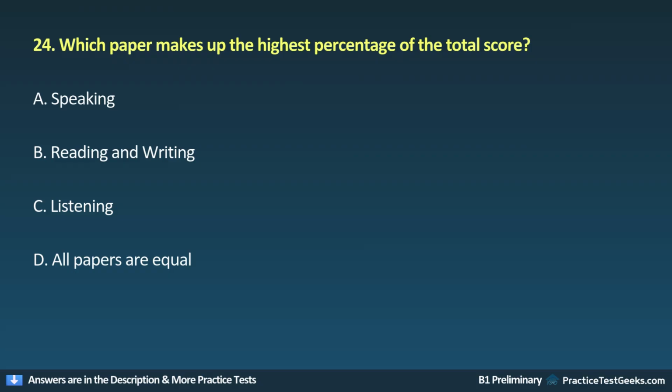24. Which paper makes up the highest percentage of the total score? A. Speaking. B. Reading and writing. C. Listening. D. All papers are equal.